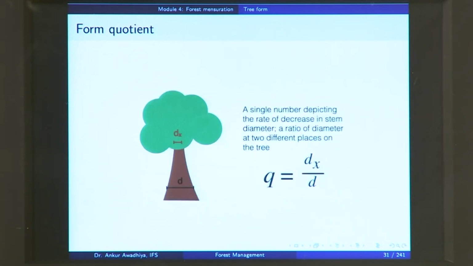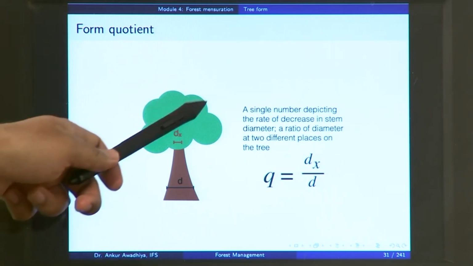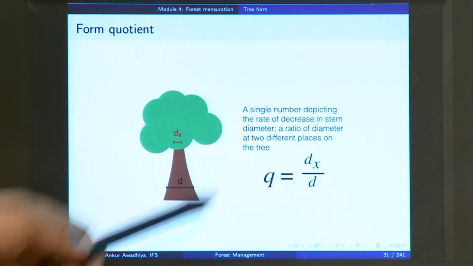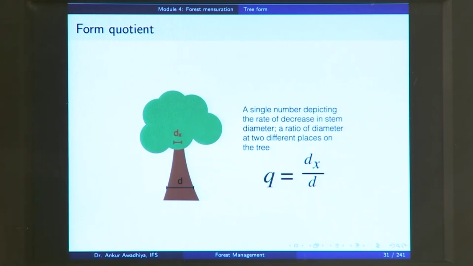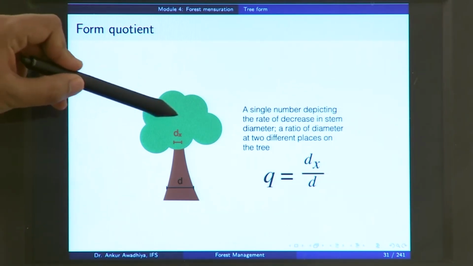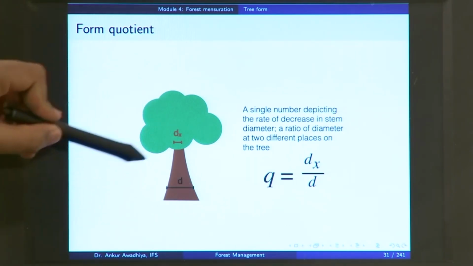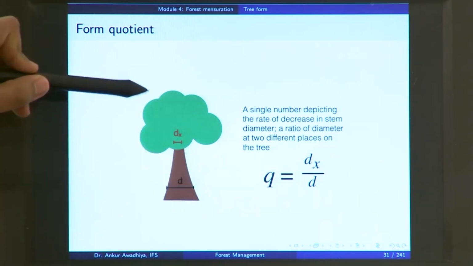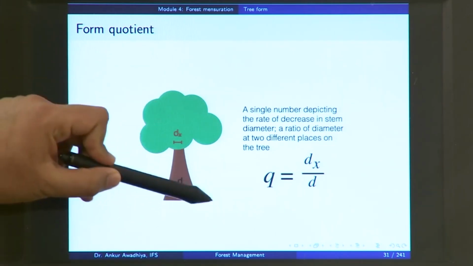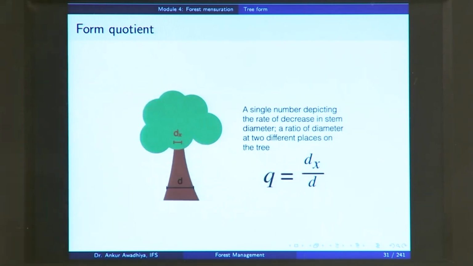Now, another value with which we can represent the form of a tree is known as the form quotient. Form quotient is a single number depicting the rate of decrease in stem diameter, or the taper, as a ratio of diameter at two different places on the tree. So, we are taking diameter at an upper location and diameter at a lower location, and we define form quotient as diameter at the upper location divided by diameter at the lower location. So, this can also be used to discern the form of a tree.